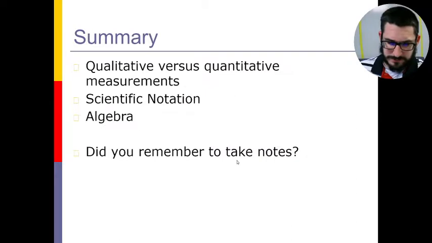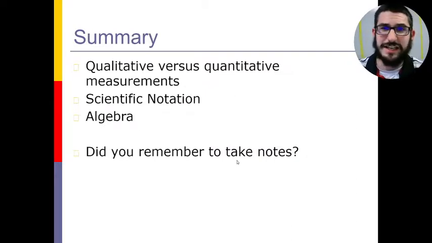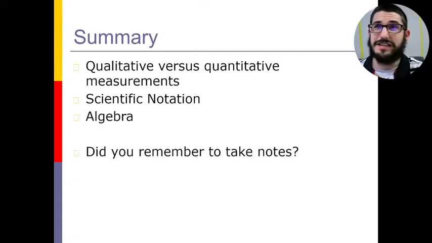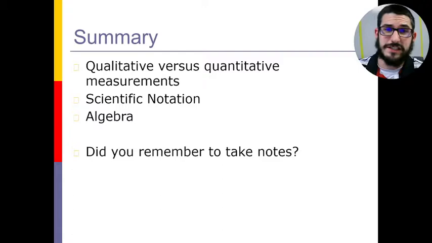So in summary, qualitative and quantitative measurements, you need to be able to know that qualitative is descriptive and quantitative is numerical. Scientific notation and algebra tie into that quite regularly. Make sure that you remember to take notes.